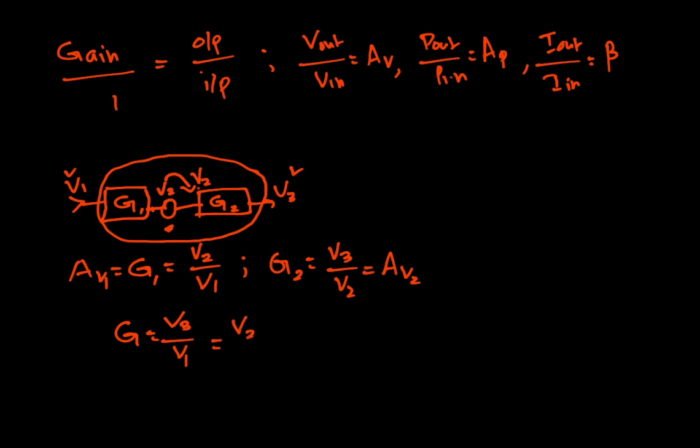Then this V3 by V1 I can write as V3 by V2 into V2 divided by V1. I am dividing and multiplying this equation by V2, so V3 by V2 into V2 by V1. V3 by V2, according to this equation, is G2, and V2 by V1 is G1, so G2 into G1, or G1 into G2.